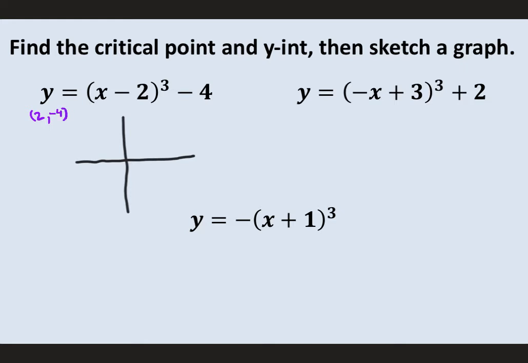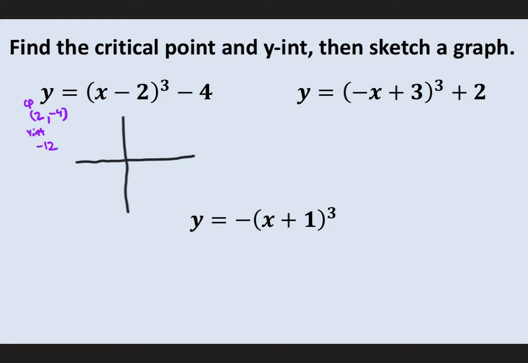That one is an opposite. And then to get a y-intercept, so this is our critical point, we usually say CP. To get our y-intercept, we're going to plug in 0 for x, so that's -2 cubed. -2 times -2 times -2 is -8. -8 minus 4 more is -12. So our y-intercept is at -12.